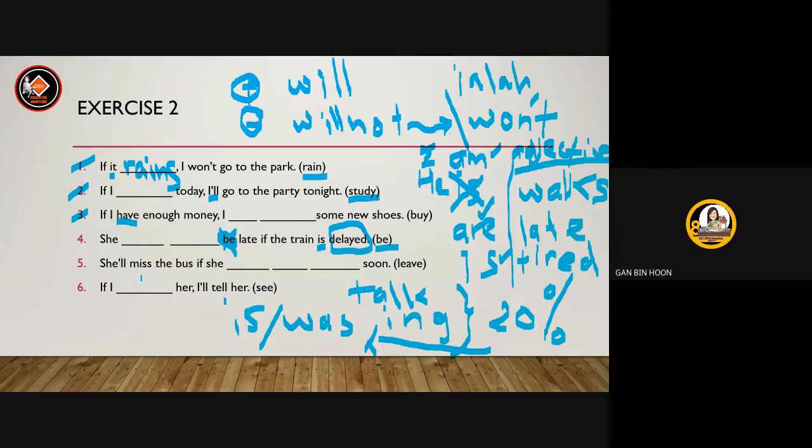Okay, good. Next: she will miss the bus if she blank leave soon. The word given is leave. If she does not leave soon, she will miss the bus. Okay, good, that's correct.